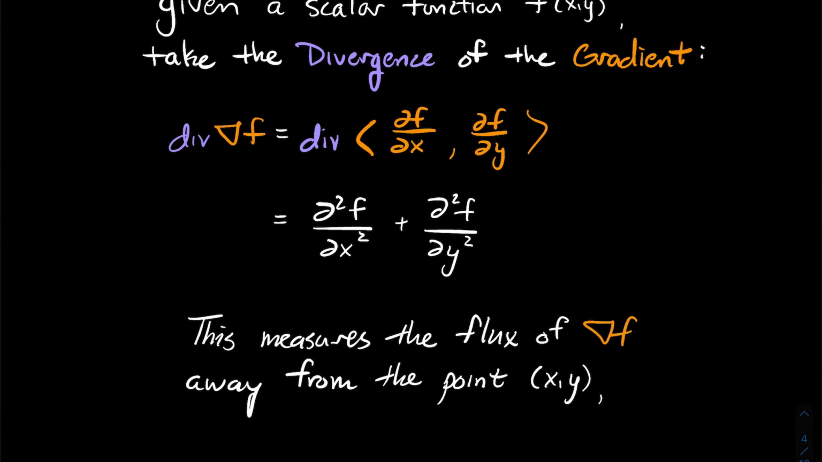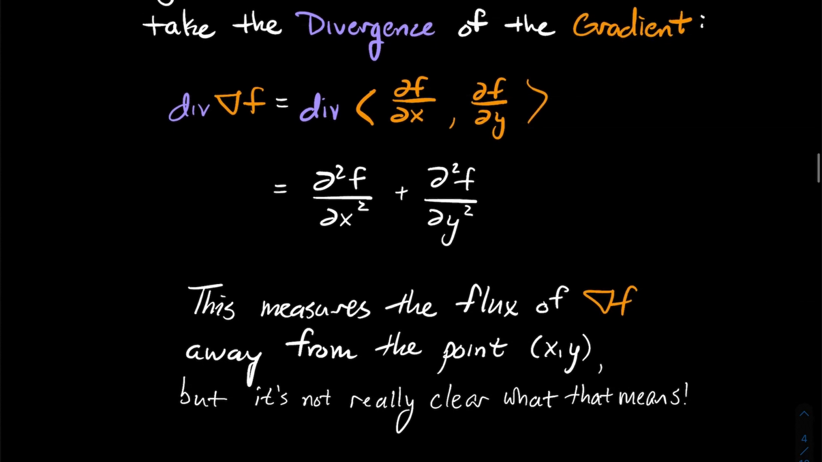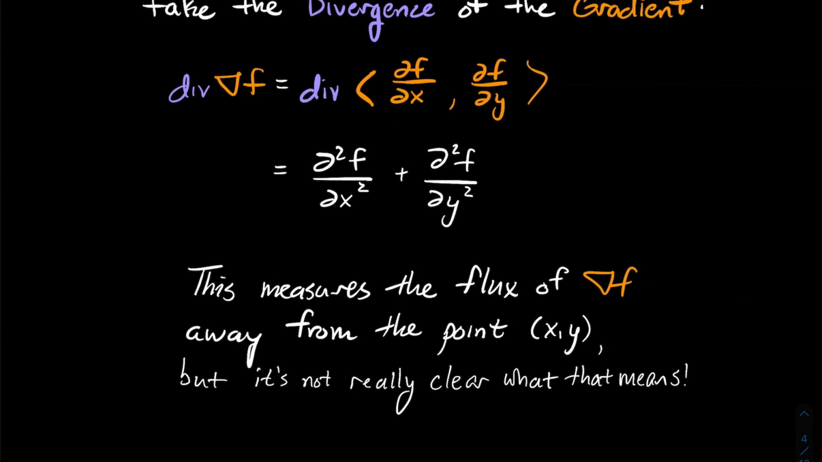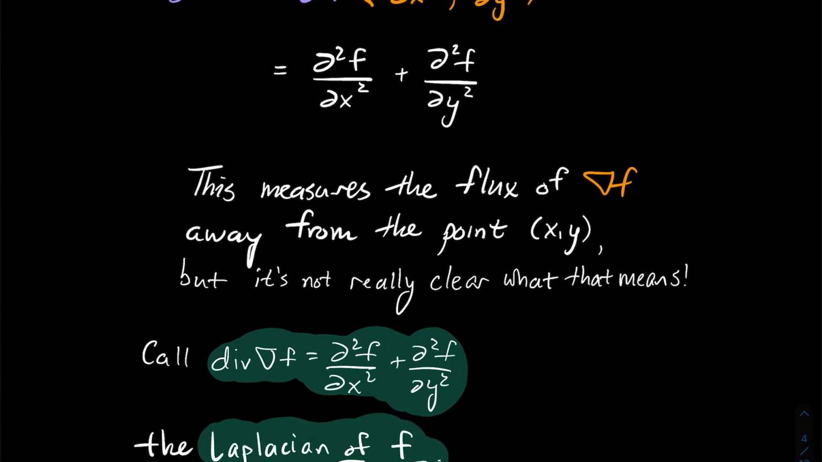Now, what does this measure? Well, the divergence measures the flux of your vector field. So this measures the flux of the gradient of f away from the point x, y. But it's not super clear what that means. If you can make sense of that, fantastic, good for you. But if you feel like, I'm not sure what you're saying to me, what should I take away from there? We're going to get to that. So we're going to give this a name. We're going to call the divergence of the gradient the Laplacian of the function f.